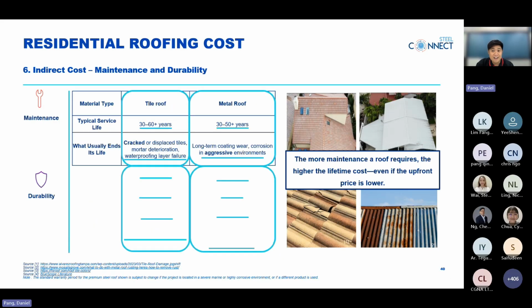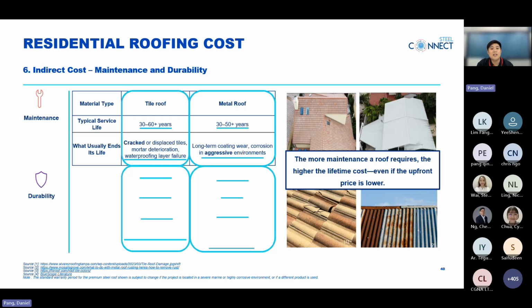Now we have covered all the direct costs. Now let's move into the indirect costs. So starting with maintenance. Maintenance is not something that happens only on day one, but over the entire lifespan of the roof, it can significantly influence the total cost of ownership. If we look at this table, different roofing systems have a very different service life. More importantly, they often fail for different reasons.